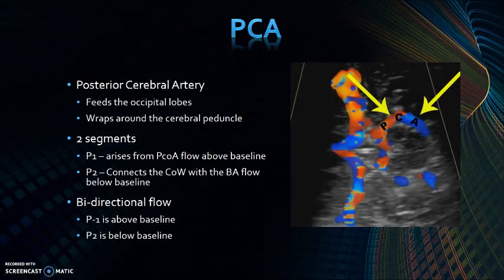The posterior cerebral artery feeds the occipital lobes and wraps around the cerebral peduncles. It has 2 segments, P1 and P2. Flow in P1 is above baseline and flow in P2 is below baseline due to the curvature of this artery. So you have your transducer right here. The flow is going towards the transducer and then away from the transducer.